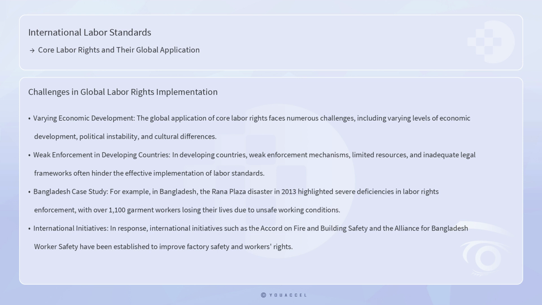For example, in Bangladesh, the Rana Plaza disaster in 2013 highlighted severe deficiencies in labor rights enforcement, with over 1,100 garment workers losing their lives due to unsafe working conditions. In response, international initiatives such as the Accord on Fire and Building Safety and the Alliance for Bangladesh Worker Safety have been established to improve factory safety and workers' rights, demonstrating the importance of global collaboration in addressing labor rights violations.